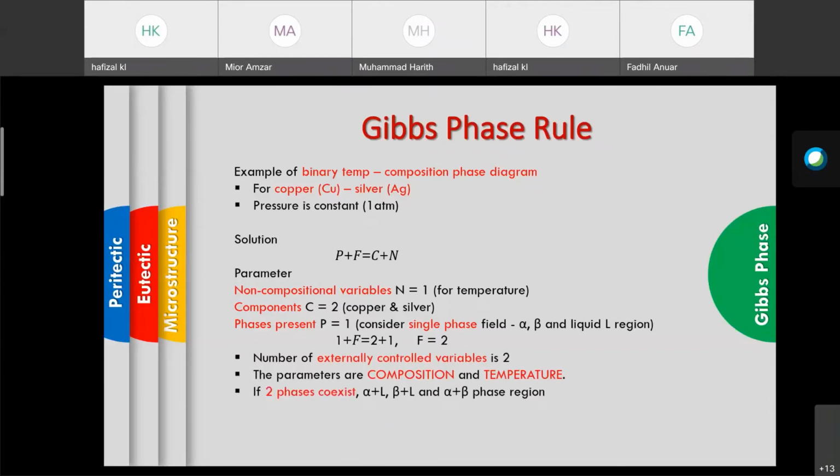So let's say we have two phases coexisting. That means we have alpha-liquid, beta-liquid, and alpha-beta. This is a two-phase existence. So that means the value of P is 2. Okay, so P is equal to 2. In this case, if P equals 2, what happens to F? After we substitute the values, the F value is equal to 1.